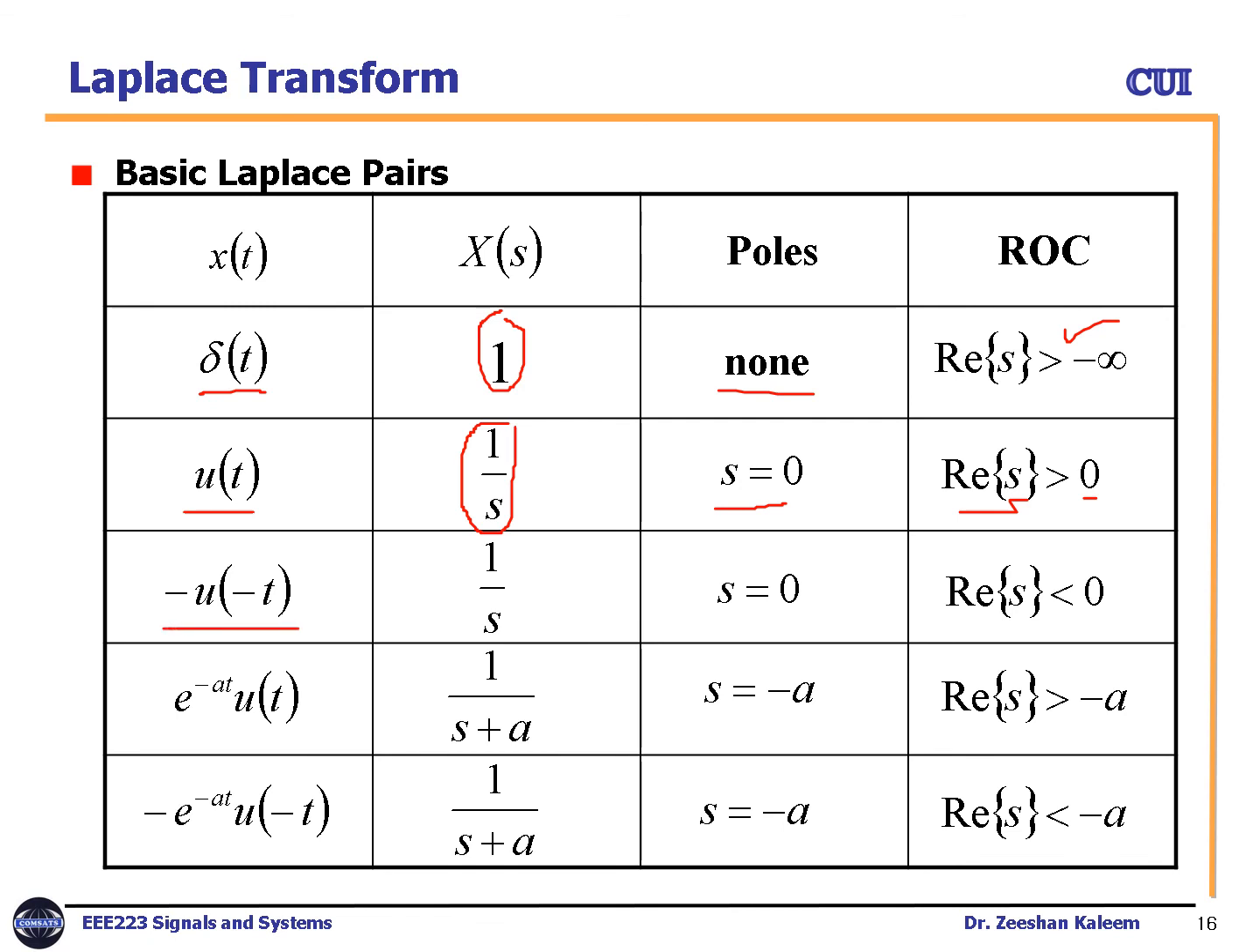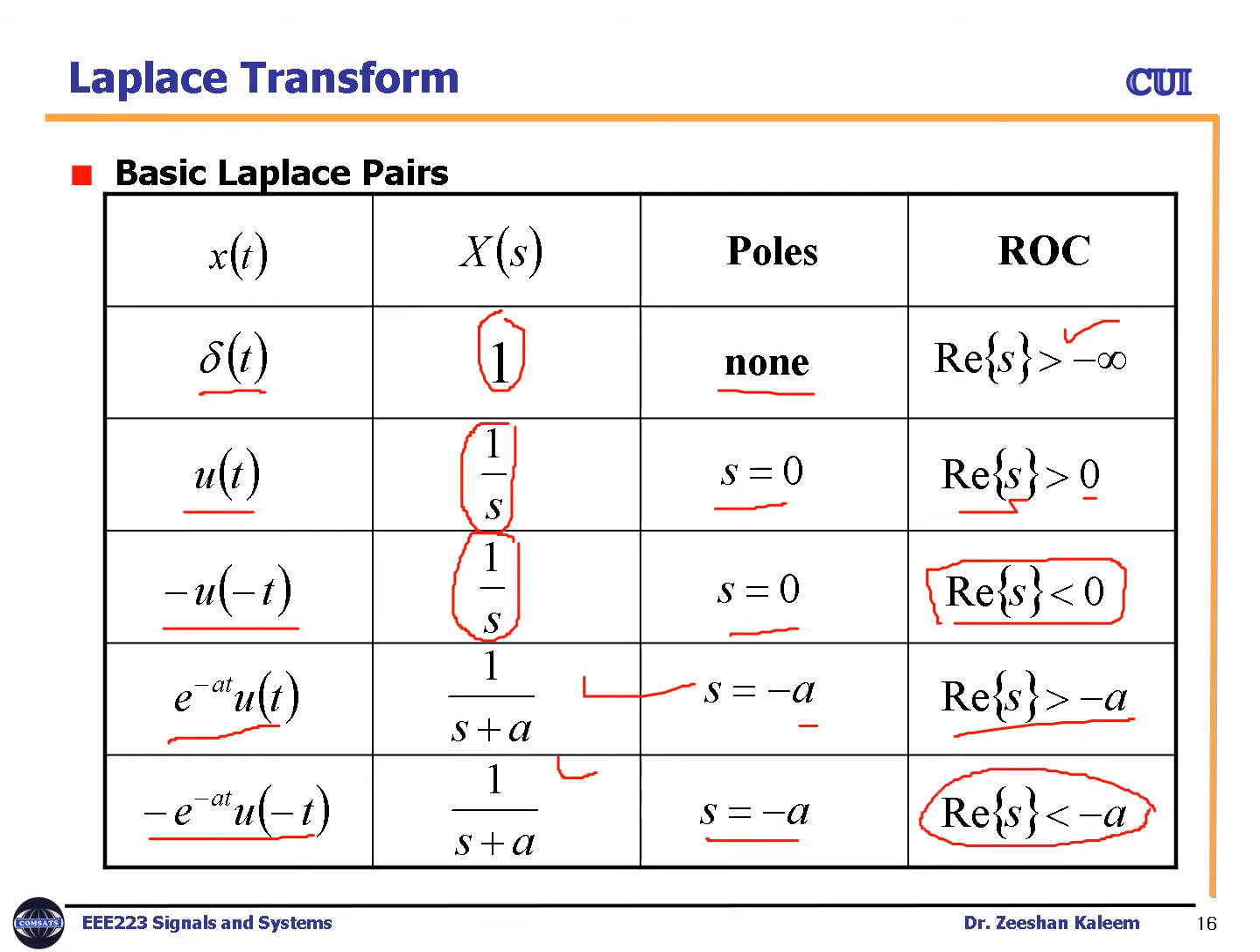And the other one is minus the unit step function, minus u of minus t. It has the same 1 over s, right? The pole lies at s equal to 0, but its region of convergence is sigma less than 0. So the difference here is the region of convergence. And we already saw e to the minus at u(t), which gives 1 over s plus a. So the pole lies at minus a, and the region of convergence is greater than minus a. Similarly, for the left-sided case, we have X of s as 1 over s plus a, and the pole is at minus a, whereas the region of convergence is in the opposite direction, less than minus a.